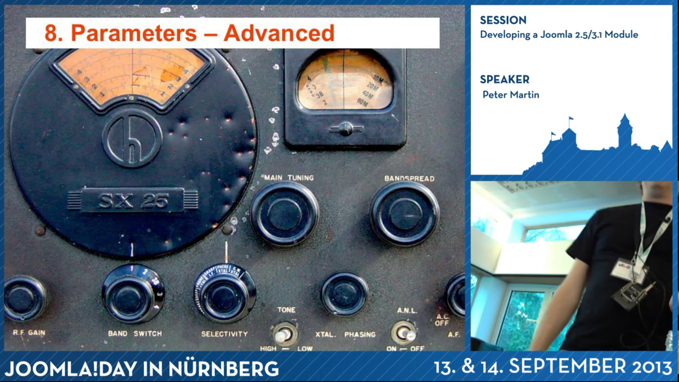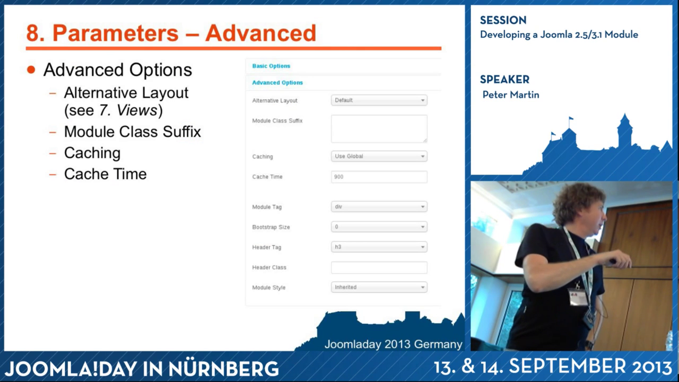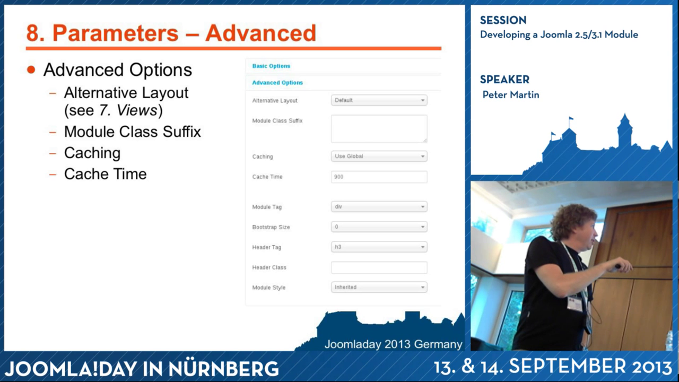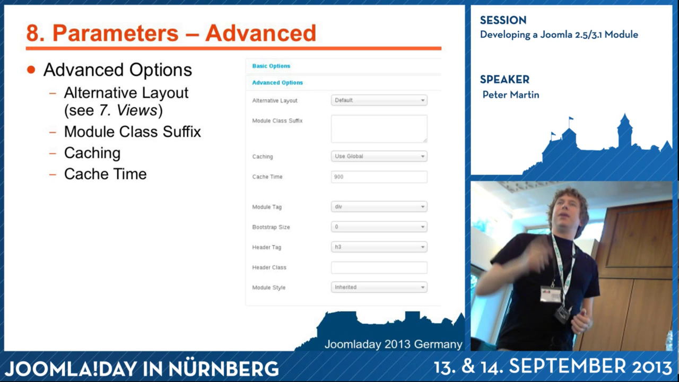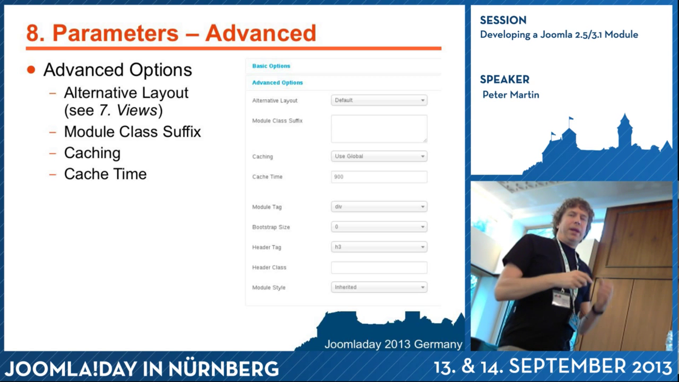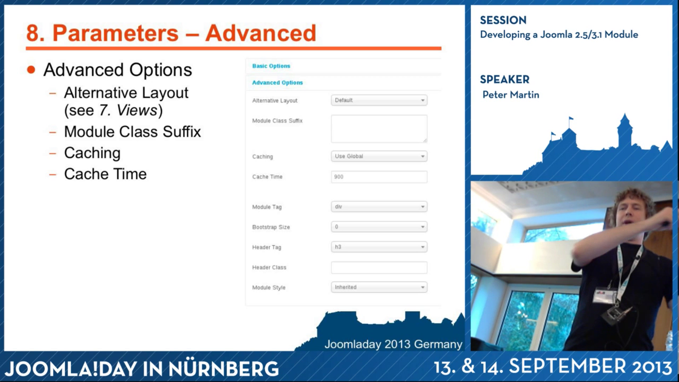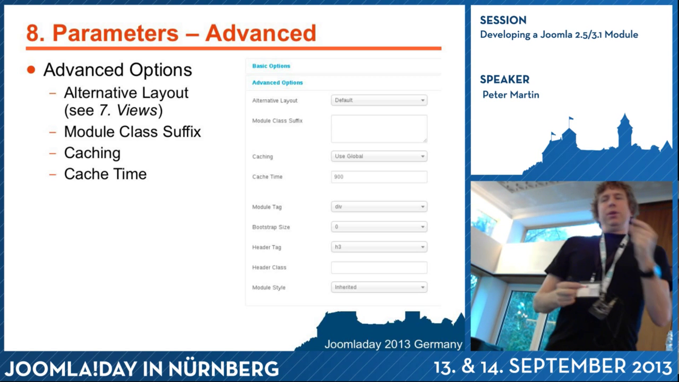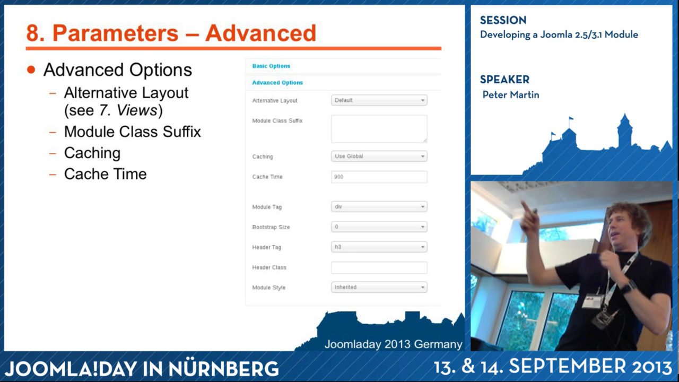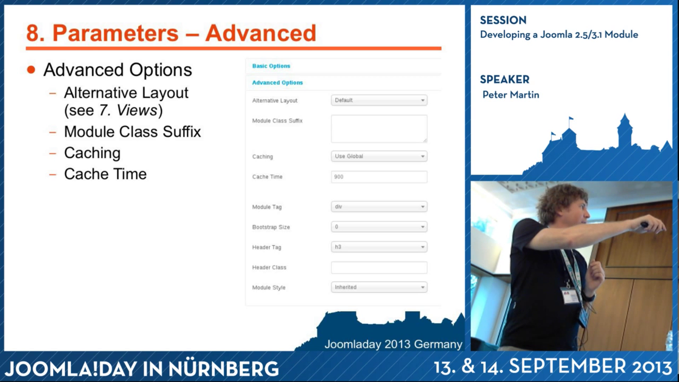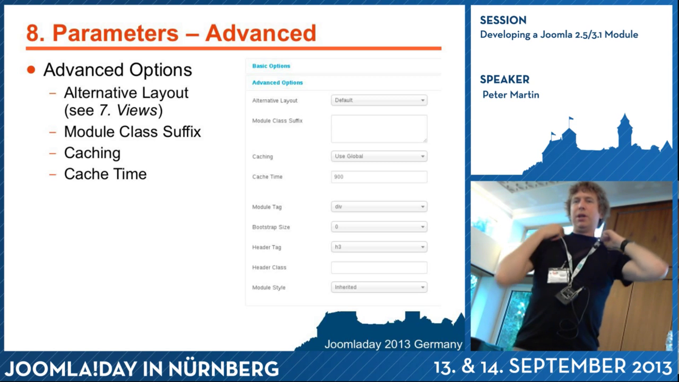There are also some advanced parameters. For instance, the alternative layout are just explained. You have the module class suffix. You know what a module class suffix is? Yeah, exactly. The module class suffix, if you just put your module in a module position and you put the same module in the same module position below it, they look the same. You can put some code in your template file, in your CSS, which says maybe underscore different, and then you define it. And what you do here is you say module class suffix is underscore different. So you can have the same module with different layout, but you have to style it in your CSS.